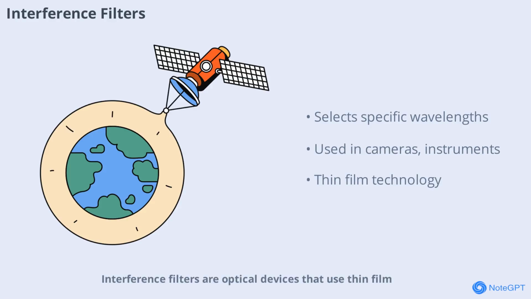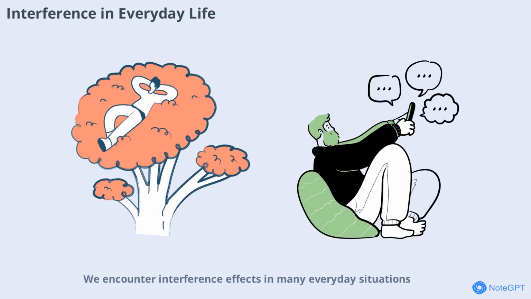Interference filters are optical devices that use thin film interference to selectively transmit or block certain wavelengths of light. These filters are used in cameras, scientific instruments, and even in environmental monitoring to isolate specific colors or signals. We encounter interference effects in many everyday situations.